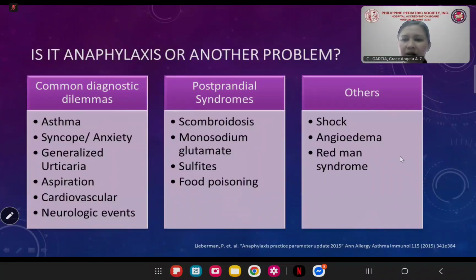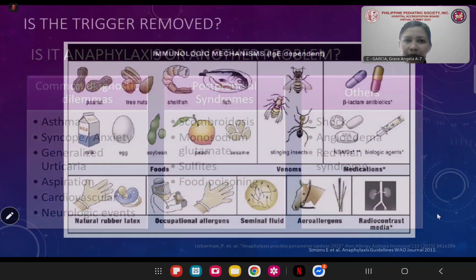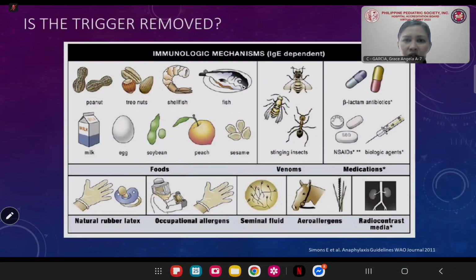Then angioedema and the Redman syndrome for your vancomycin. The second question you would ask would be, is the trigger removed? Because it's very important that you remove the trigger. If the trigger is still there, then your anaphylaxis could still continue. So these are your immunologic mechanisms or your IgE-dependent.